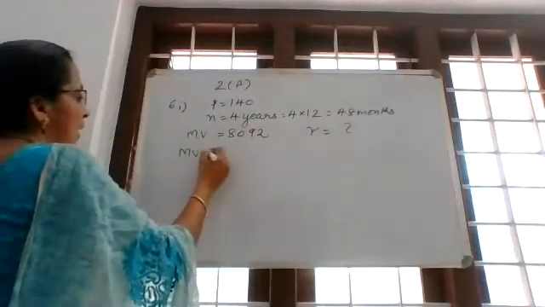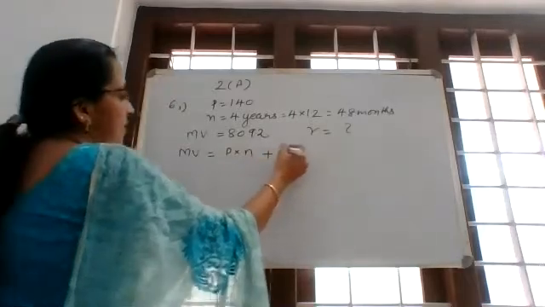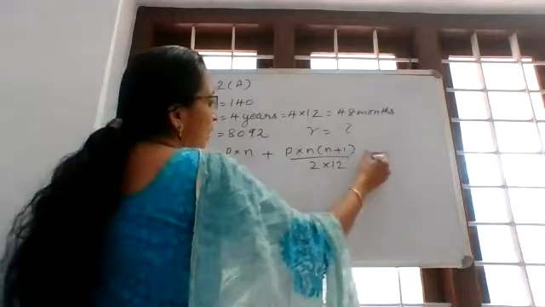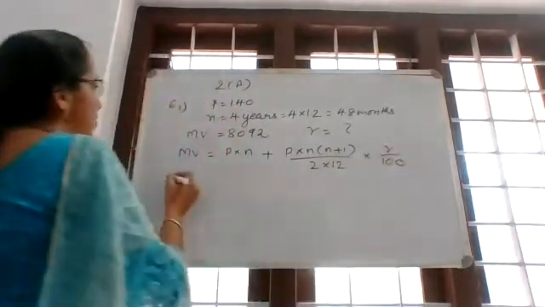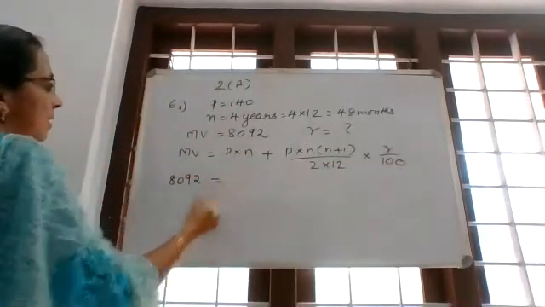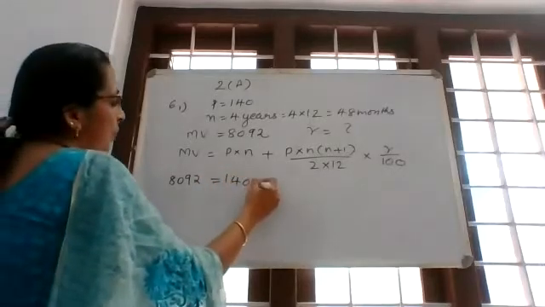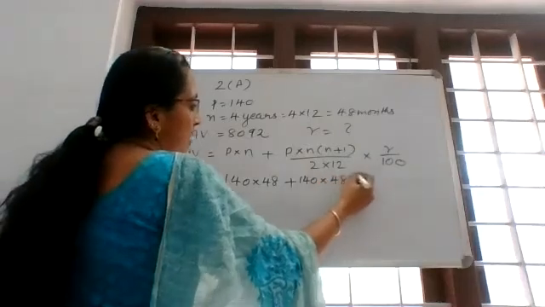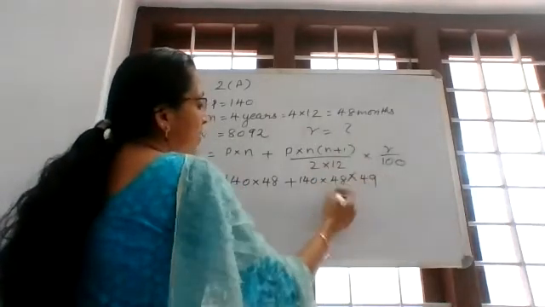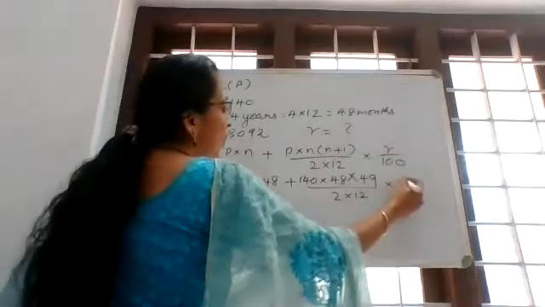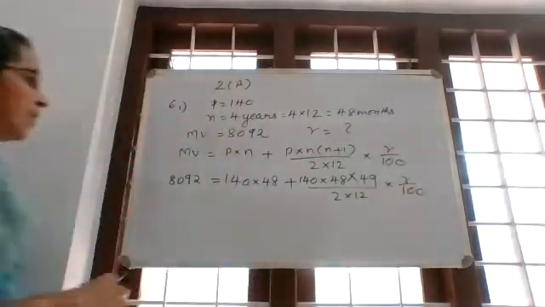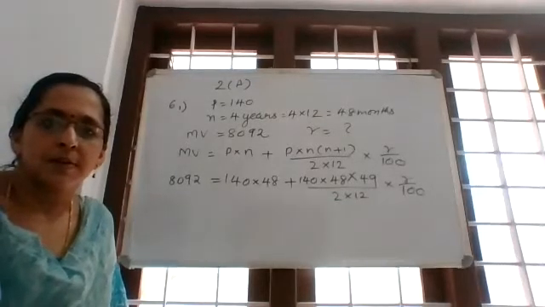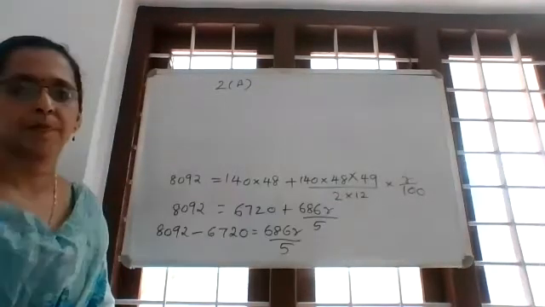So maturity value formula is P into N plus P into N into N plus 1 divided by 2 into 12 into R by 100. So maturity value 8092 is equal to 140 into 48 plus 140 into 48 into 49, that is 48 plus 1, divided by 2 into 12 into R by 100. So after cancellation, what answer are you getting?